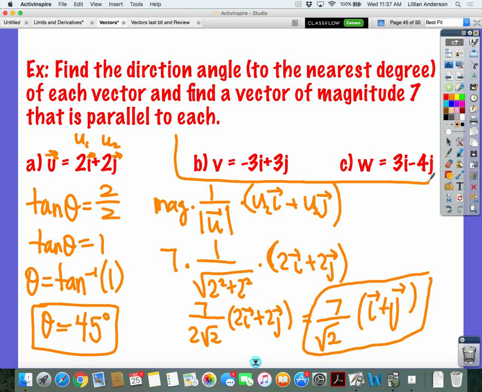So, here we go. This right here was to find the angle. Okay? So this right here was used to find the angle for this vector. This part right here was using the same vector to find another vector that was parallel to it. We haven't even done B and C. Okay. So I said you guys were going to do B and C.